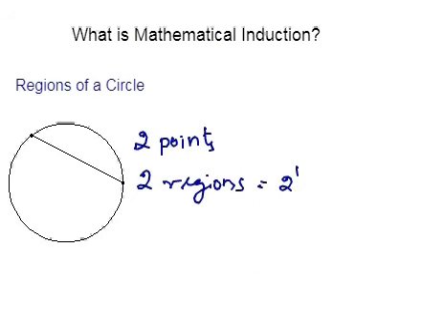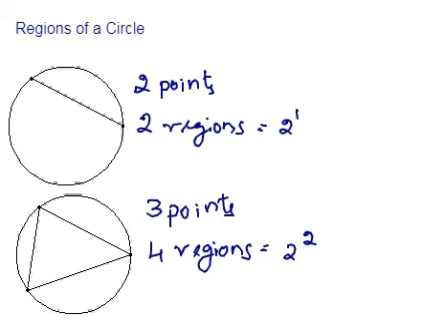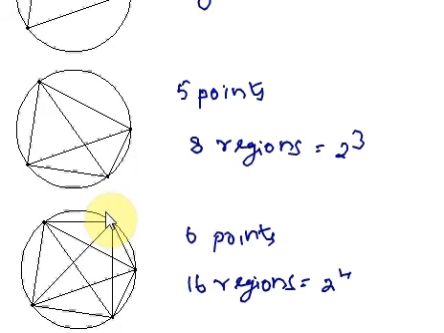Same way, consider this circle. We have 3 points, so 3 chords. So the regions we have are 1, 2, 3, 4. This circle is divided into 4 regions. So this can be written as 2 raised to 2. Also consider these 2 circles. Here I have 4 points and we have 8 regions by connecting these 4 points. So this can be written as 2 raised to 3. Same way, for 5 points, we have 16 regions. This can be written as 2 raised to 4.